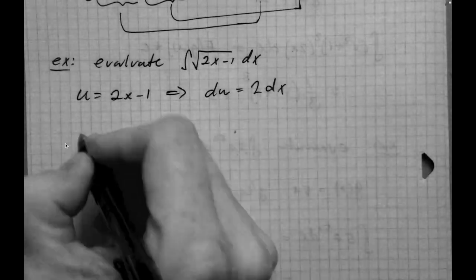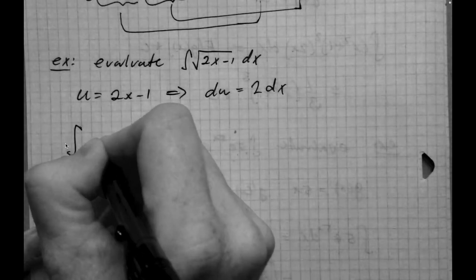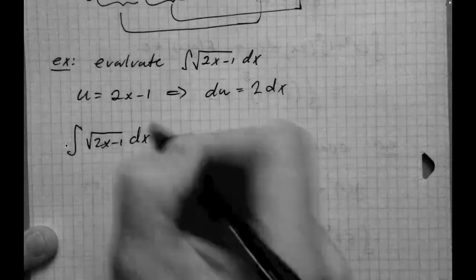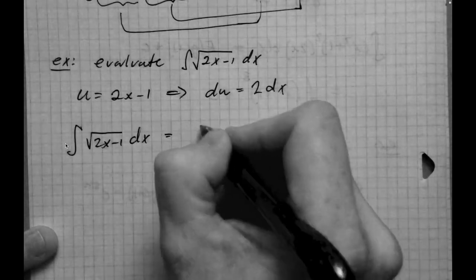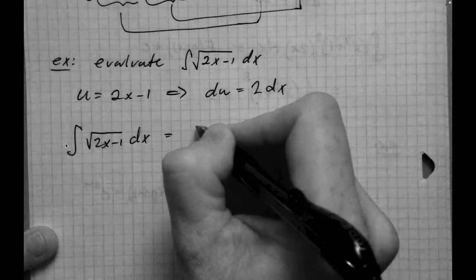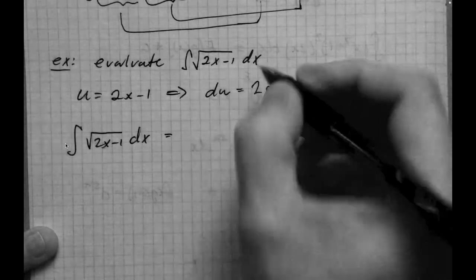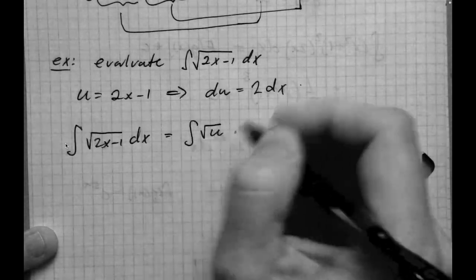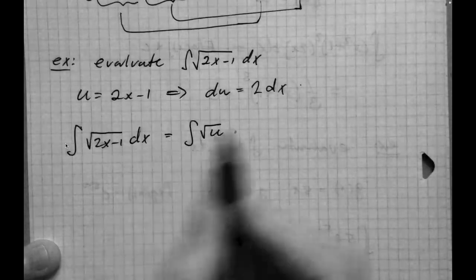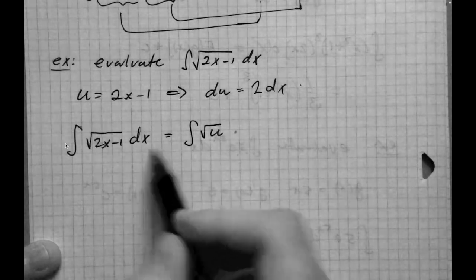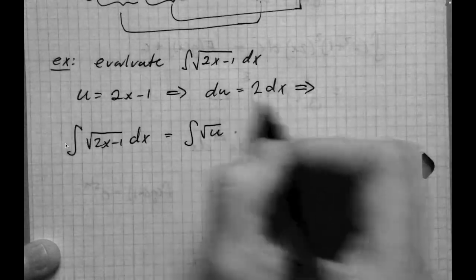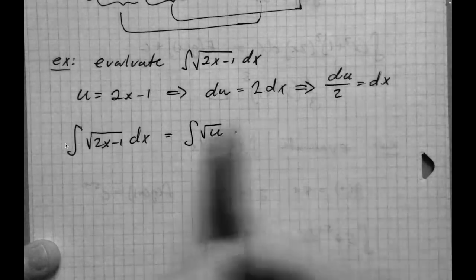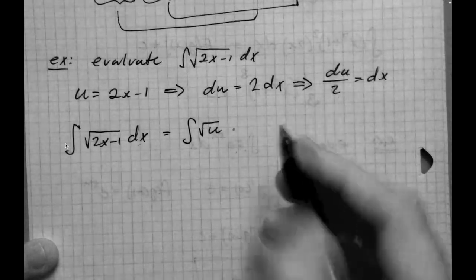So what that means is that if I have the square root of 2x minus 1 dx, then what I have is the integral of the square root of u, and then I still have this dx. I can't substitute 2 dx in for dx, so what I can do is take this little equation here and see that du over 2 is equal to dx. So for the dx part of it, I just plug in du over 2.